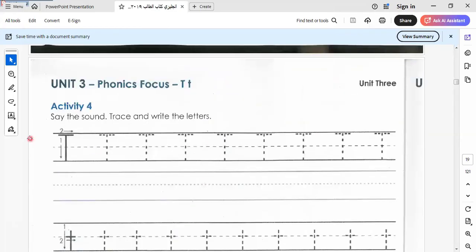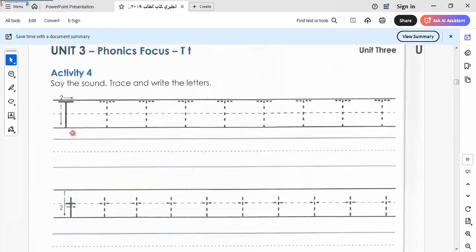In this unit, we know how to pronounce letter T and how to write it like this. Here is letter T written like this in capital letter. This is called T capital and T small. Here is capital T and here is small t written like this. And I will show you during the lesson how to write capital T and small t. Let's go to the next item here.